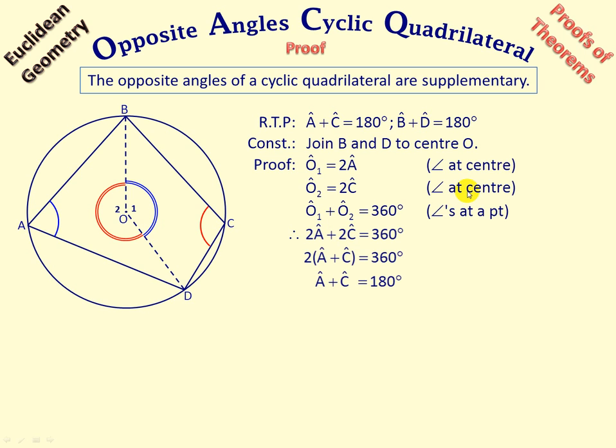Now we still need to prove that B plus D equals 180 degrees. There are a couple of ways of doing it, but the easiest way is just to use the fact that the angle sum of a quadrilateral is 360 degrees. So B plus D must be what's left of the 360 degrees, which is another 180, angle sum quad.